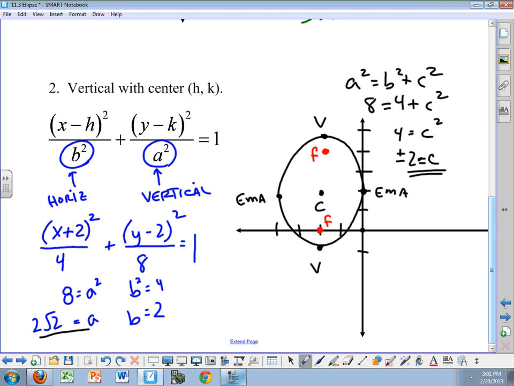So these are a little tricky to find, but you're going to notice that we'll do this quite a bit throughout this section, finding those vertices, the foci, and the endpoints of the minor axis. I'll continue this in video number 2 right after this.